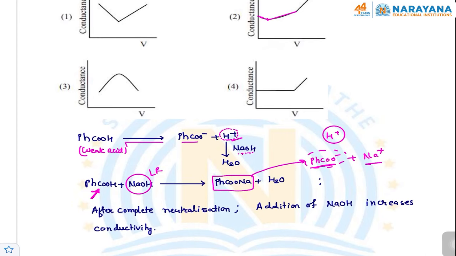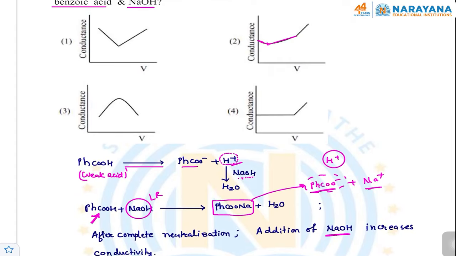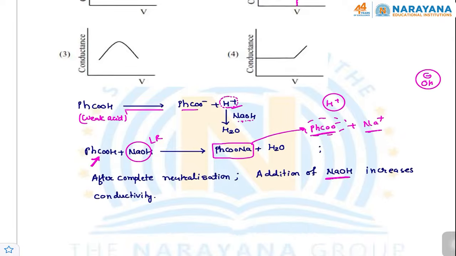After the complete consumption of benzoic acid, if further sodium hydroxide is added, what is going to happen here? We know that among the anions, OH minus has the highest conductivity. Due to the large conductivity of OH minus ions, the conductance is again observed to increase, but that increase will be slightly more than with the benzoate and Na plus ions, due to the addition of OH minus ions.